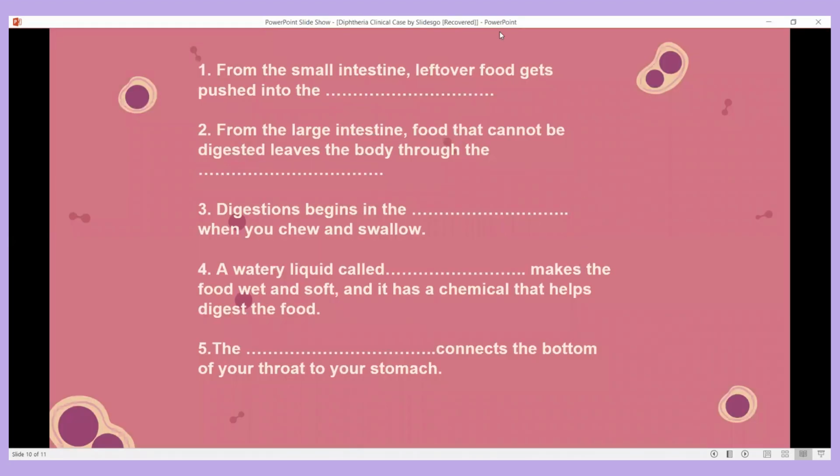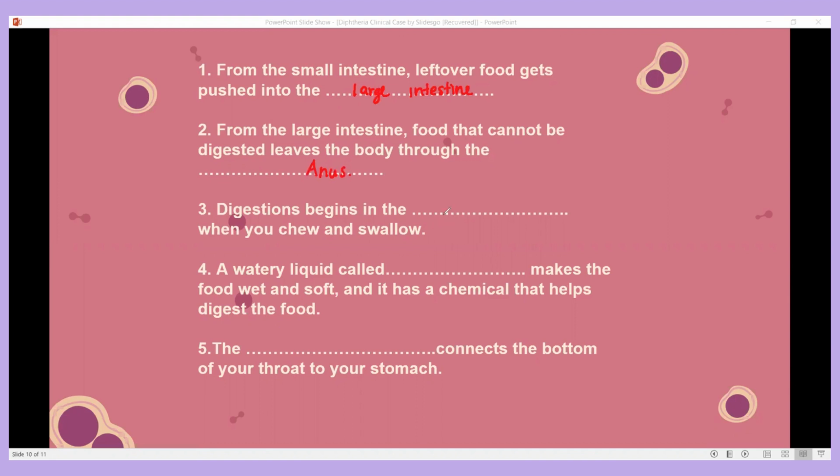We have got some questions at the end to be done. So let's see the questions. The first question says, from the small intestine, the leftover food gets pushed into the, of course, the large intestine, which is the continuity of the small intestine. The next one, from the large intestine, food that cannot be digested now has to leave the body, and it is done through the anus.